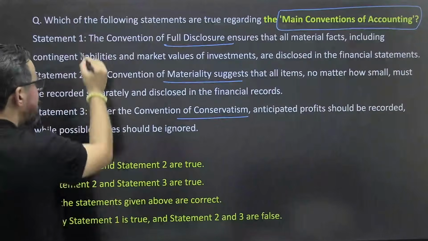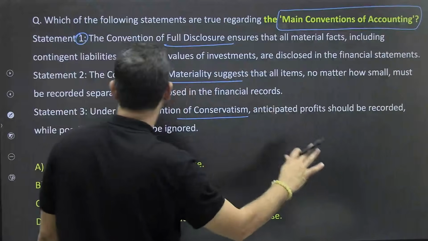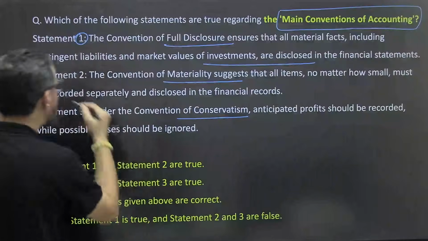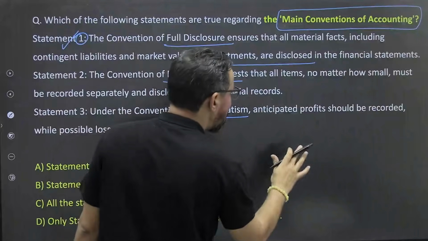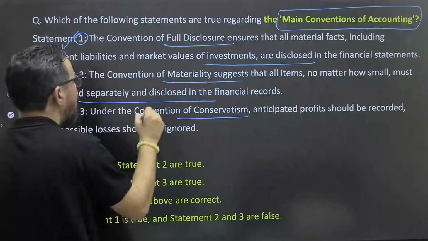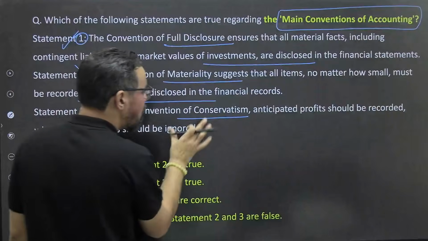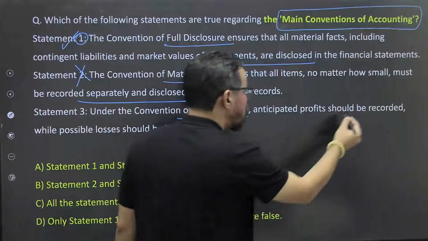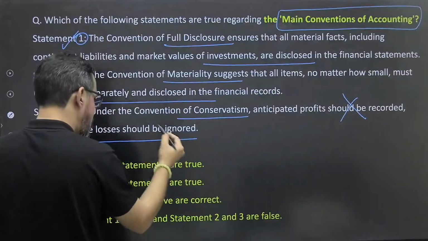Okay? The first statement: the convention of full disclosure ensures that all material facts, including contingent liabilities and market value of investments, are disclosed in the financial statement. True. The convention of materiality suggests that all items, no matter how small, are recorded separately. No, when it comes to materiality, we can have combined accounts for these. Again, convention of conservatism: anticipated profit should be recorded, anticipated profit should be ignored, and possible losses should be accounted for. It should be reversed.